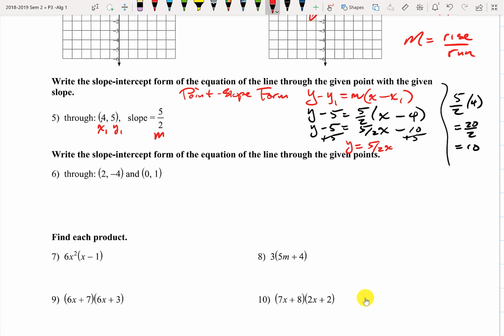All right, and 5 minus 10 is -5, so minus 5 there. So your equation is y equals 5 halves x minus 5. That's your end result. Okay, next one, same type, but you got to find your slope first.